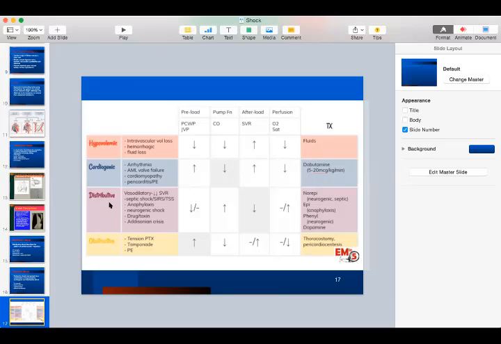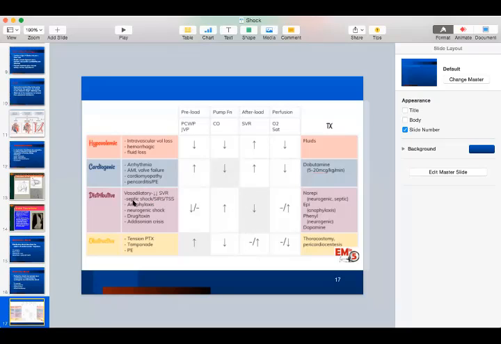All right, next we have the distributive form. In this, obviously, it is vasodilatory, right? So systemic vascular resistance is drastically decreased. As we see in all of the other types of shocks, we have an increased SVR, except for the distributive shock, in which there is a decreased SVR. So this is one thing that is different in distributive shock.